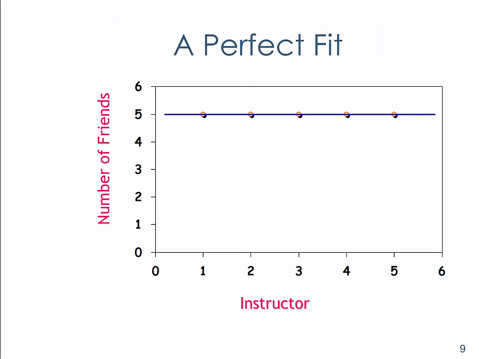Looking at it graphically, this is an example of a perfect fit, which normally doesn't occur when we're dealing with people. Each instructor has 5 friends, so the average, or the mean, of our instructors' friends is also 5, which would mean that our model, the mean which equals 5, also represents reality for each of our instructors. Each instructor has 5 friends. Our model predicts the number of friends, in other words the mean, to be 5.